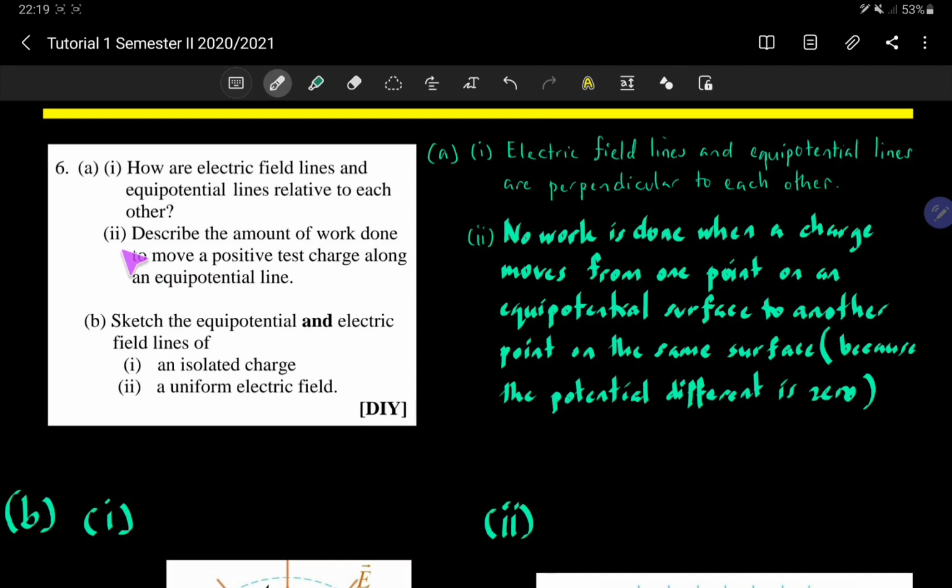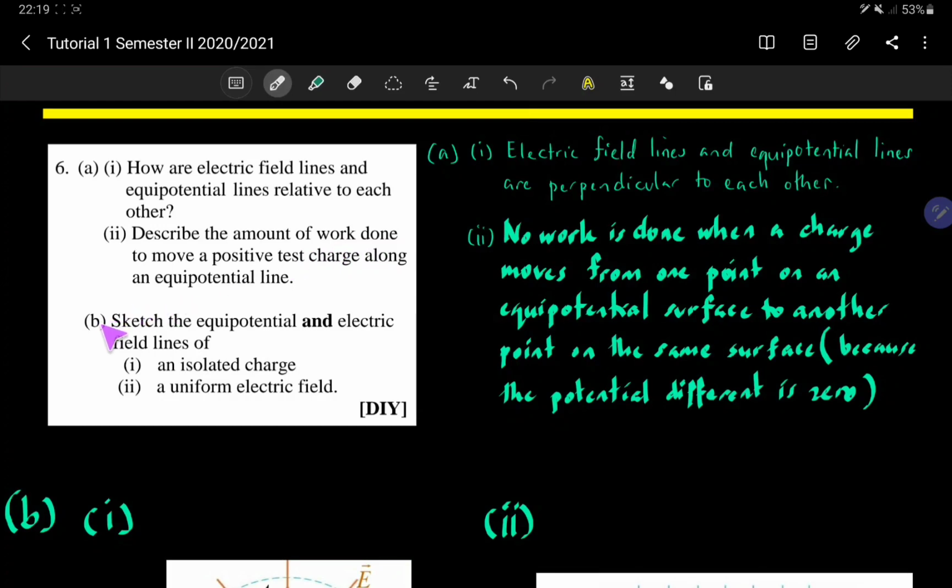Then 6a2, describe the amount of work done to move a positive test charge along an equipotential line. What happens to work when we are trying to move a particle or charge on an equipotential line? So what happened to work actually?